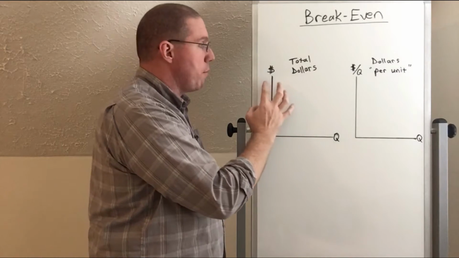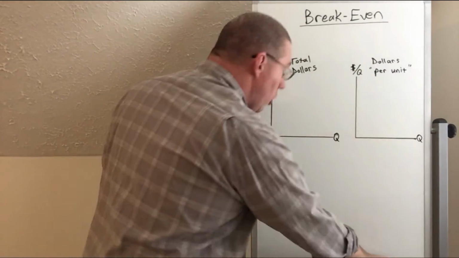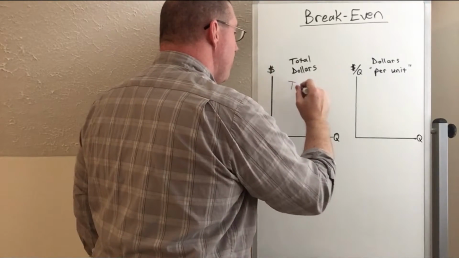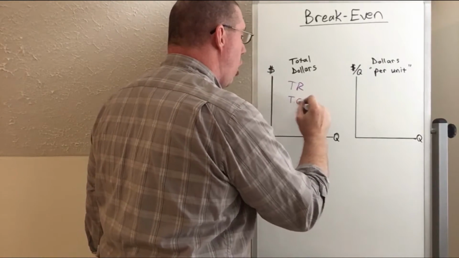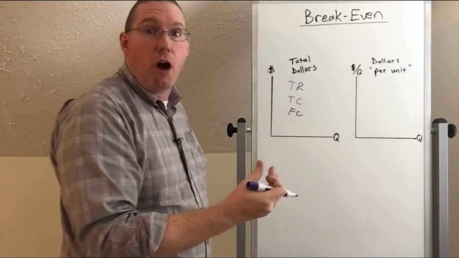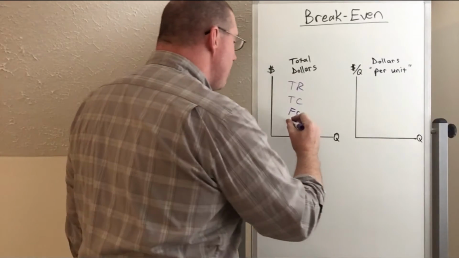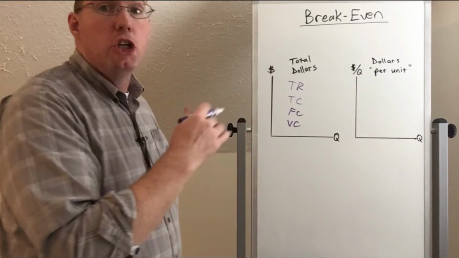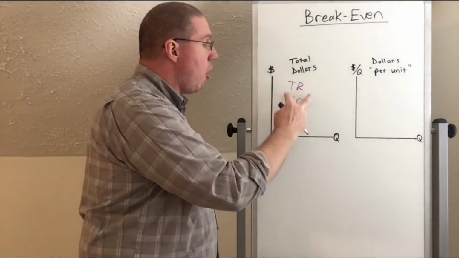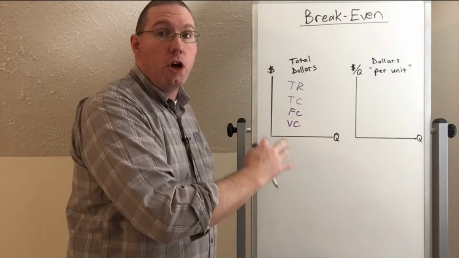Okay, this represents the total amount of dollars, like total revenue is going to be represented here, and total cost, and fixed cost, because fixed cost is basically the same thing as total fixed cost, and then variable cost is also a total. Okay, and so these are what we typically see on the total dollars graph.